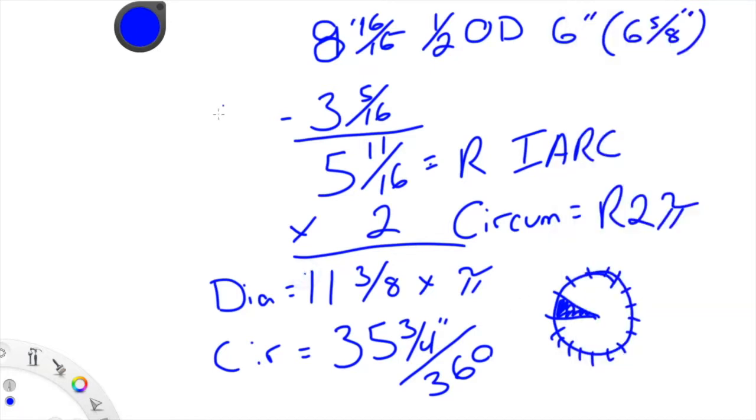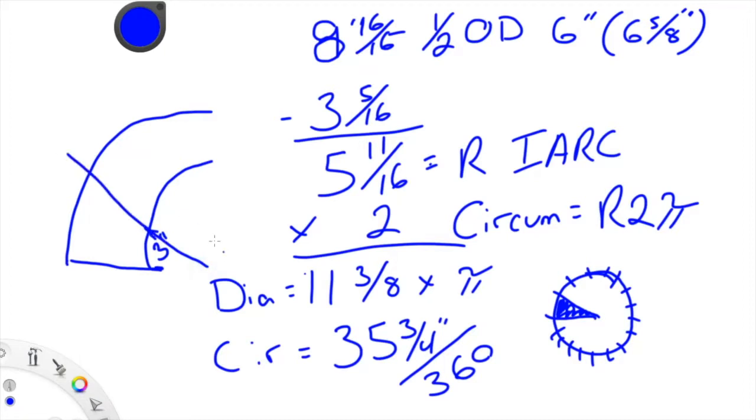So if we had our fitting here, and this is the face of our fitting, we would measure up from the face 3 inches and put a mark. 3 inches to our inside arc length.